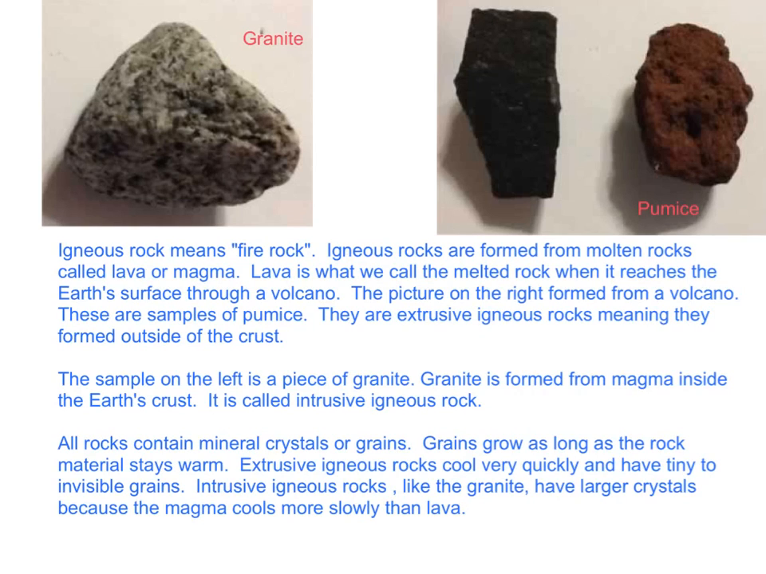All rocks contain mineral crystals or grains. Grains grow as long as the rock material stays warm. Extrusive igneous rocks cool very quickly and have tiny to invisible grains. Intrusive igneous rocks, like the granite, have larger grains because the magma cools more slowly than the lava does.